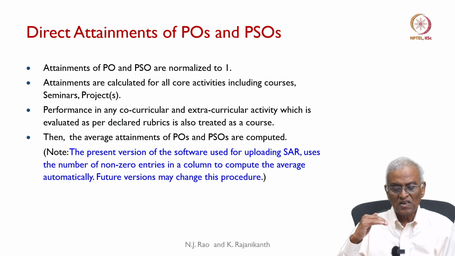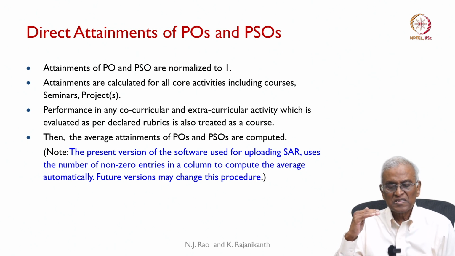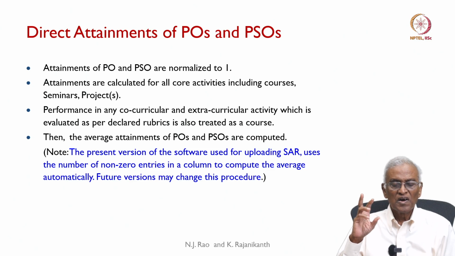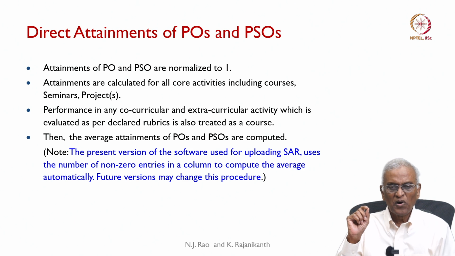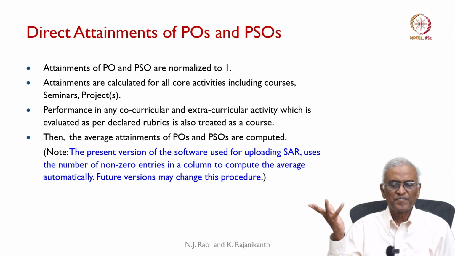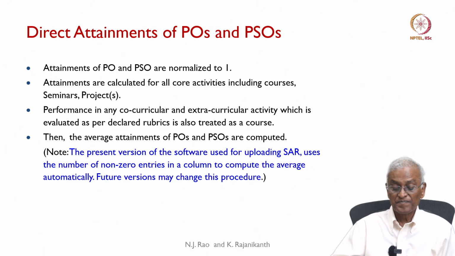That we thought is natural, but in the NBA SAR, they only divide by non-zero values. If for example one PO is addressed only by 2 out of 30 odd courses, I will still divide it by 2. Whereas in our opinion, you have to divide it by the total number of activities. But see here, the numbers may appear small, but it doesn't matter actually, because the whole purpose is incremental improvement. So whether you start with a small number or a big number doesn't matter.